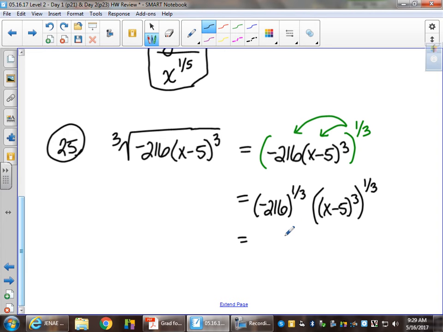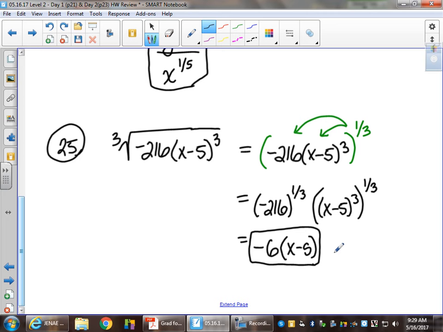Exactly. Well, first, what is negative 216 to the 1/3? Negative 6. And then what happens with 3 times 1/3? Cancels out, because what is 3 times 1/3? 1. So what's left behind? And that's as far as I can go, unless you chose to distribute in the negative 6, in which case you would get negative 6x plus 30.